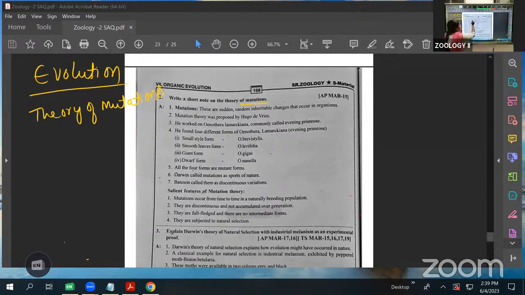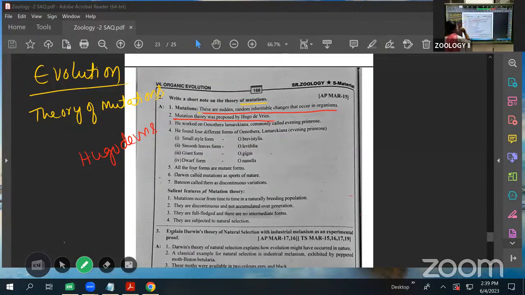See this one. These are sudden. Mutations are sudden random inheritable changes that occur in the organism. Suddenly the changes occur, that we call mutations. The mutational theory was proposed by whom? Hugo de Vries. Hugo de Vries proposed this mutational theory.